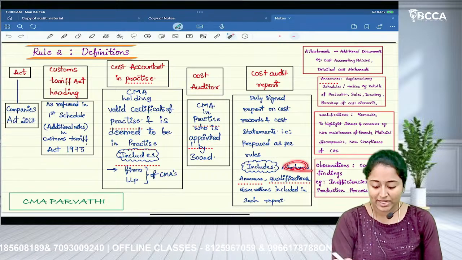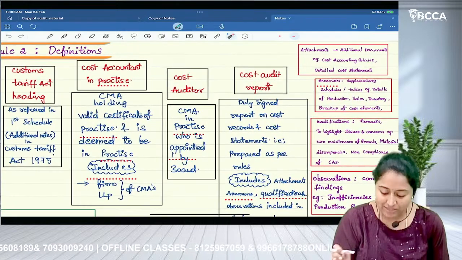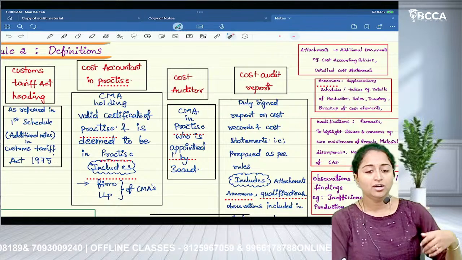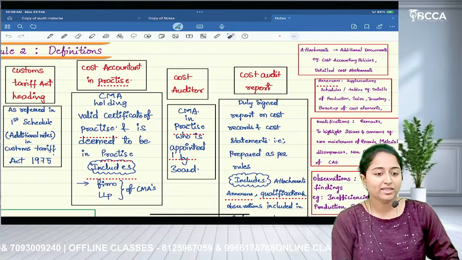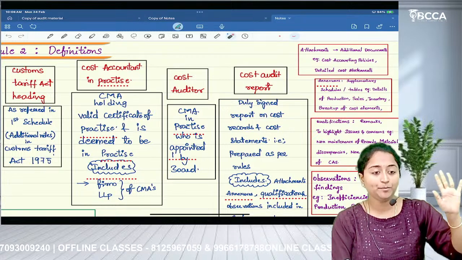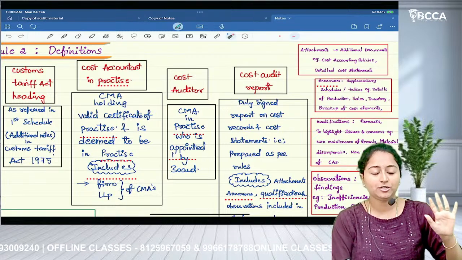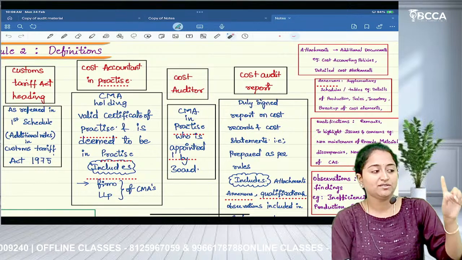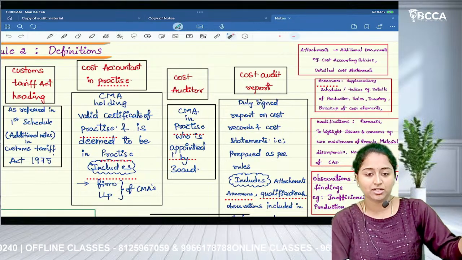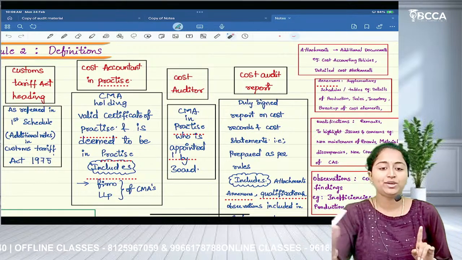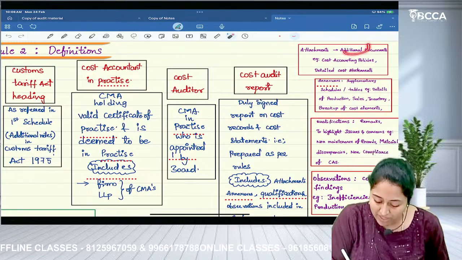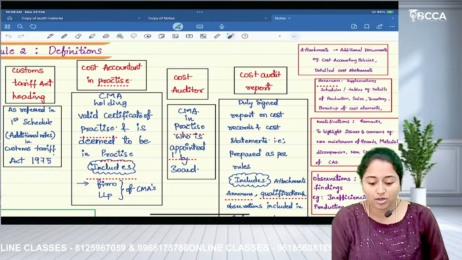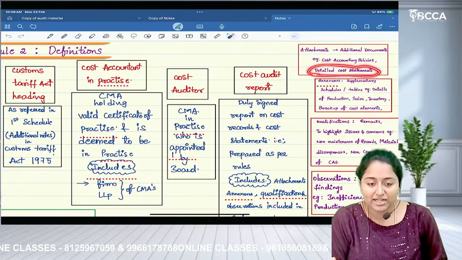Now, what are attachments? Attachments are nothing but, whatever cost records and cost statements are there, they are done following certain policies and standards, isn't it? So, whatever policy is followed in that particular record or statement has to be attached. It is called an attachment. So, additional documents, for example cost accounting policies, detailed cost statements.